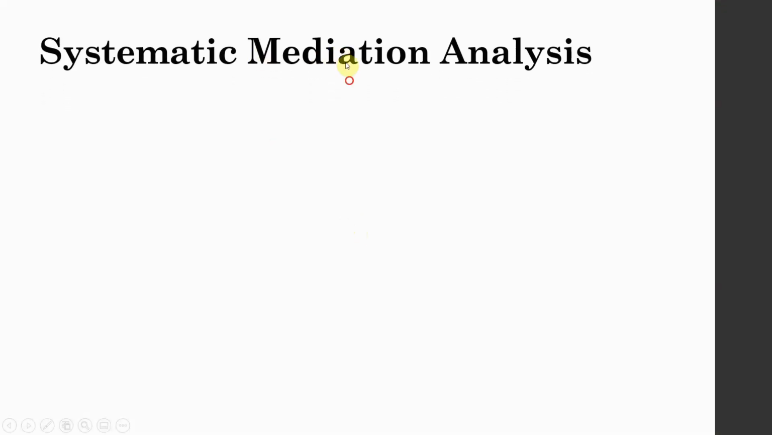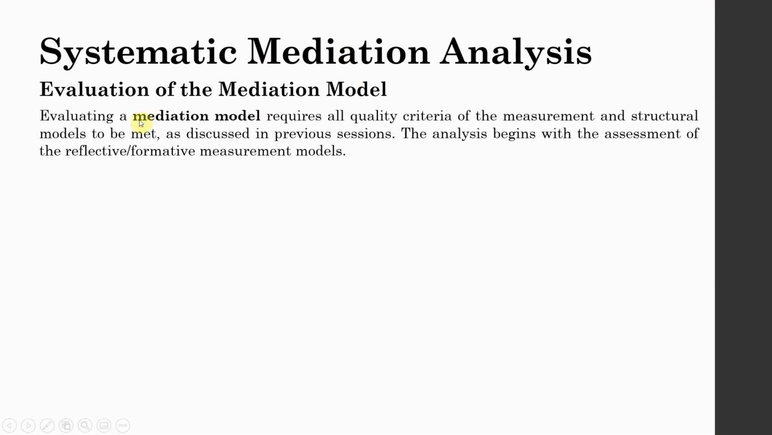Systematic mediation analysis. Evaluation of the mediation model. Evaluating a mediation model requires all quality criteria of measurement and structural models to be met. As discussed in the previous sessions, the analysis begins with the assessment of the reflective and formative measurement models. Before you go on and assess the mediating role of the mediating variable, you need to evaluate your measurement model, whether it's reflective or formative, as we've done in previous sessions.